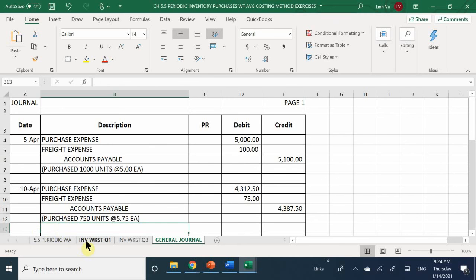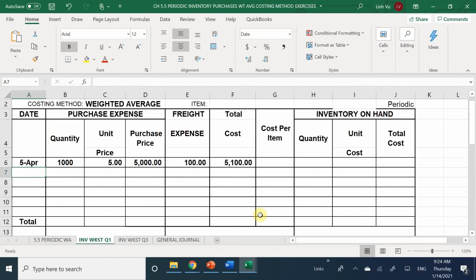Okay. Now I'm going to go to my worksheet and I'm going to enter in the same exact formula here. So 750 at $5.75 each with 75. So again, my total purchase price was $43,125 and my total cost is going to be $43,875. Now notice this, I haven't completed my cost per item yet or at all.